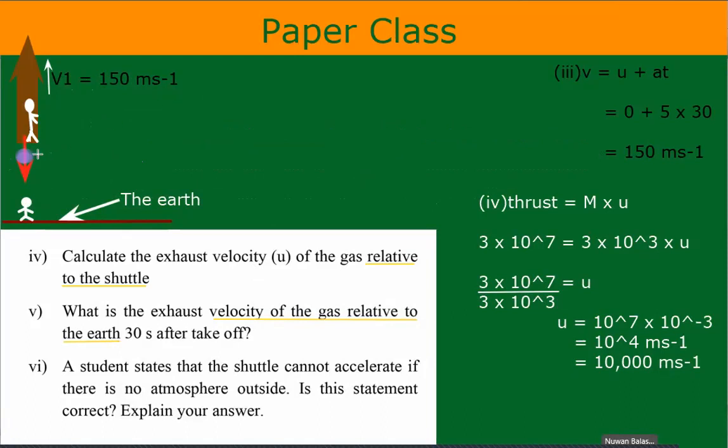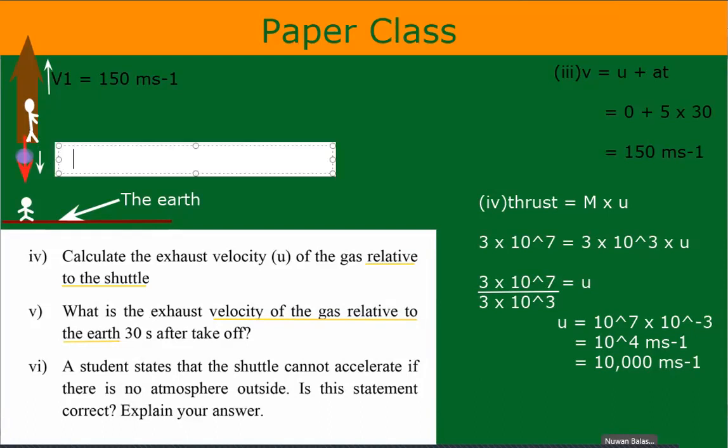150 meters per second. What is V1? Velocity of the rocket relative to the earth. Right. Now, if I mark velocity of the gas relative to the earth as V2, the question asks us to find the value of V2. So what is V2, dear?